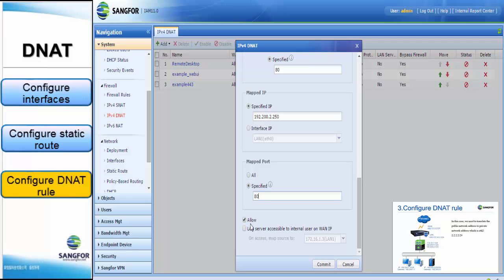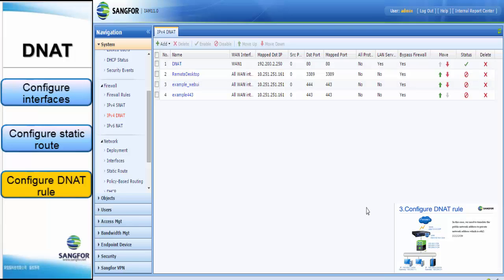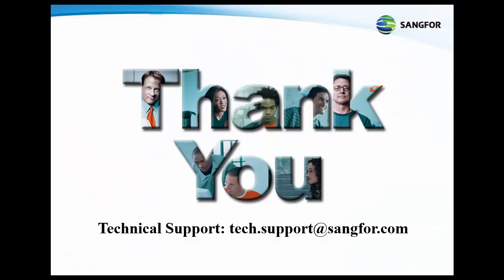Then check Allow and check LAN server accessible to internal user on WAN IP, and choose the LAN IP. The DNAT is done. This is the end of this video. Thank you for watching.